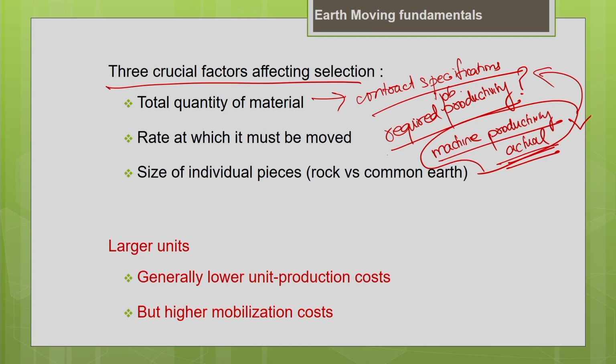So three crucial factors which affect the equipment selection are the total quantity of the material to be moved and the rate at which it must be moved. That you need to know from the contract specifications.